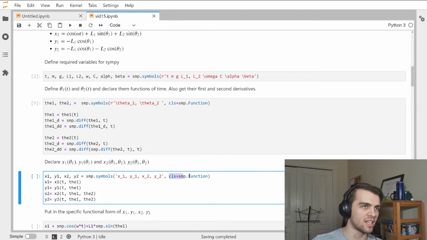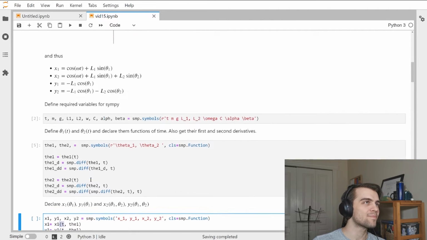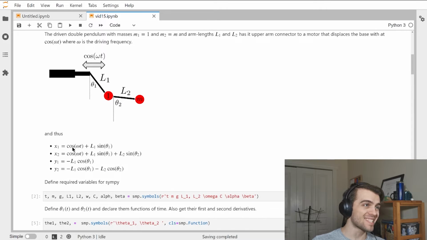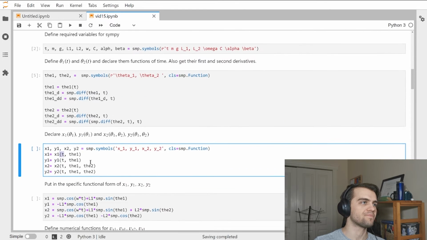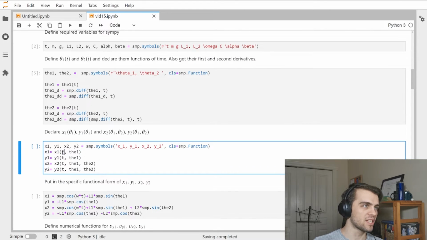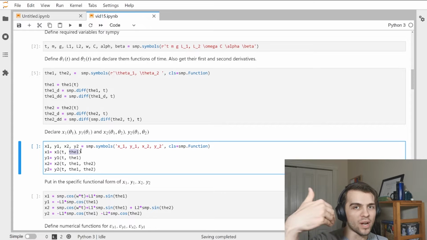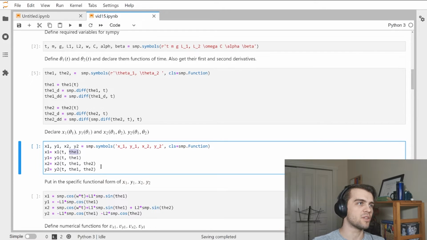I make sure to say that they're a sympy.function class. And then I explicitly say x1 is a function of t. It's explicitly a function of t because you have a cosine of omega t here. And then it's also a function of theta 1 here. So it's a function explicitly of t and also theta 1. But theta 1 is also a function of t. And I do the same thing for y1, x2, and y2.